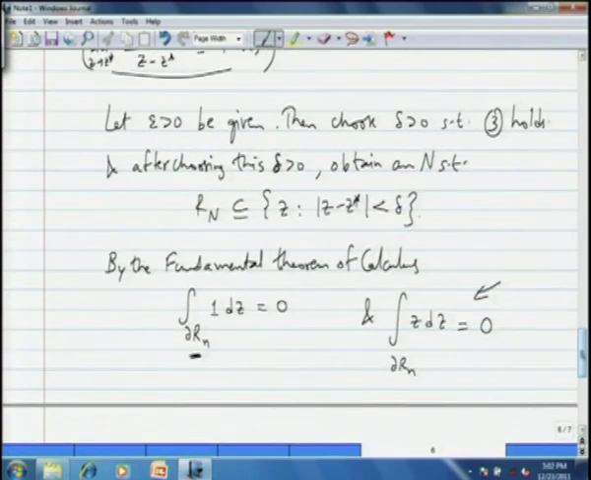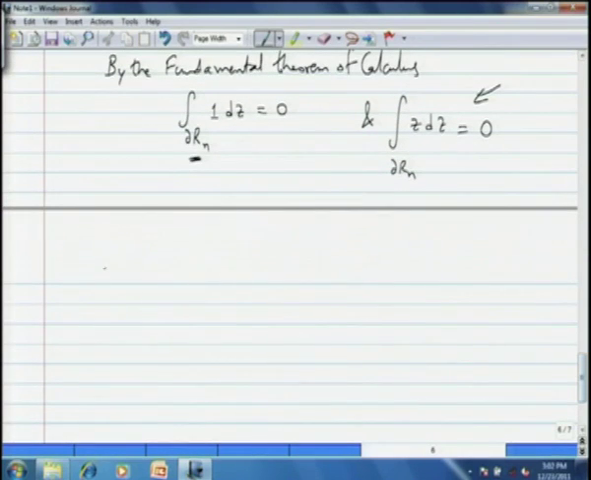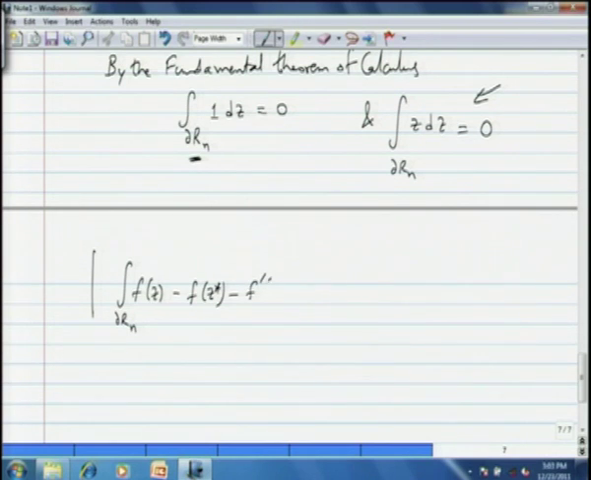And notice that the modulus of the contour integral on the boundary of R n, I have not chosen what n is here, but let us say boundary of R n of f of z minus f of z star minus f prime of z star times z minus z star dz.